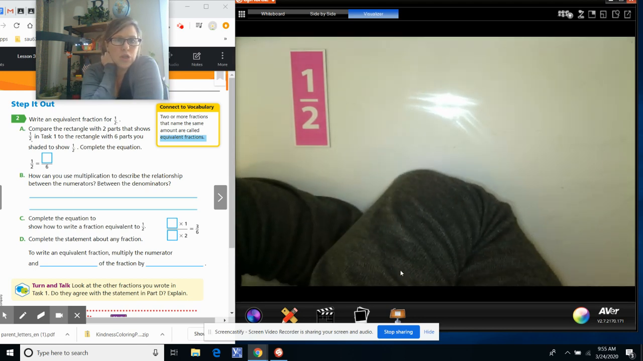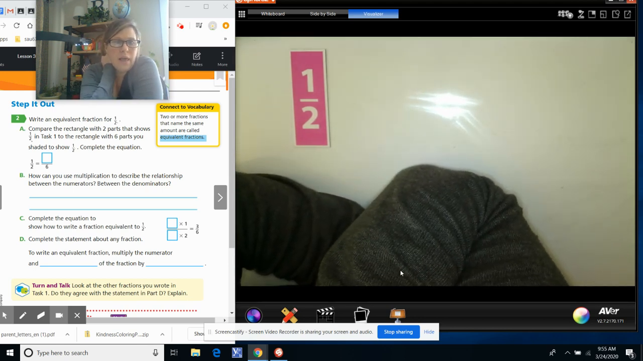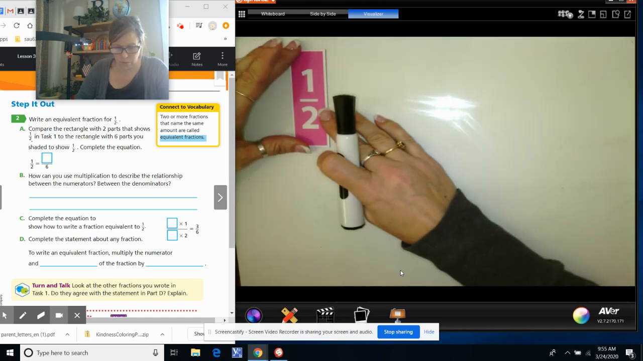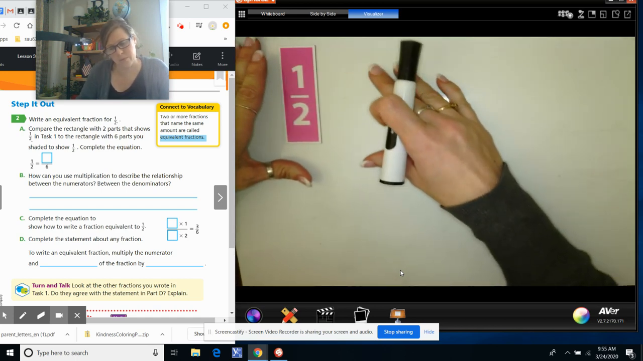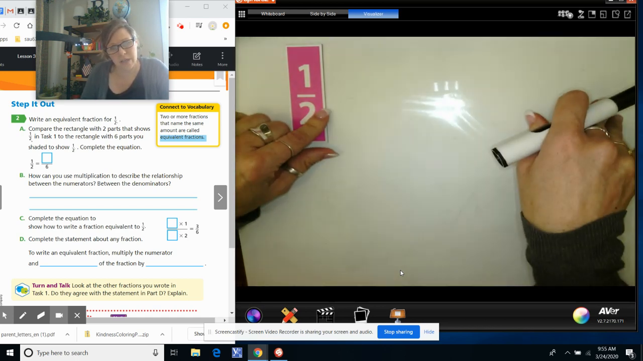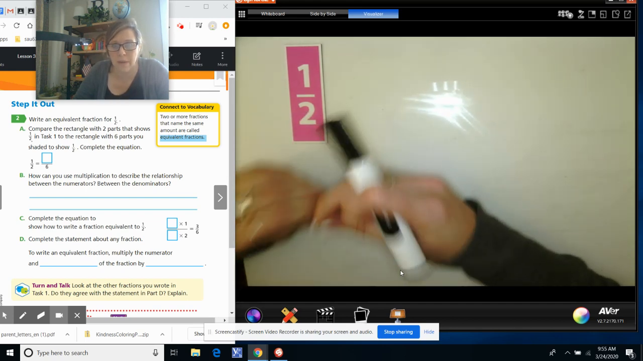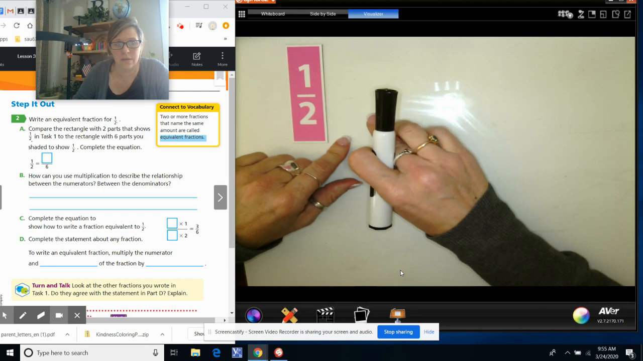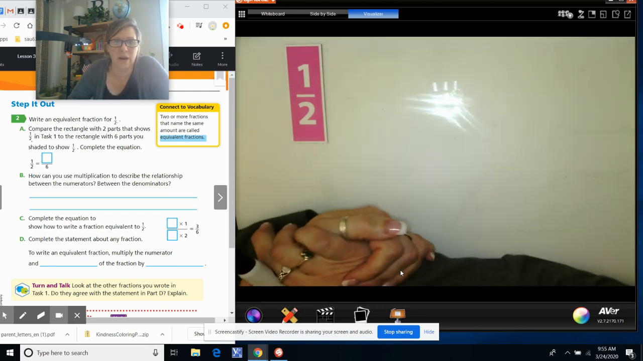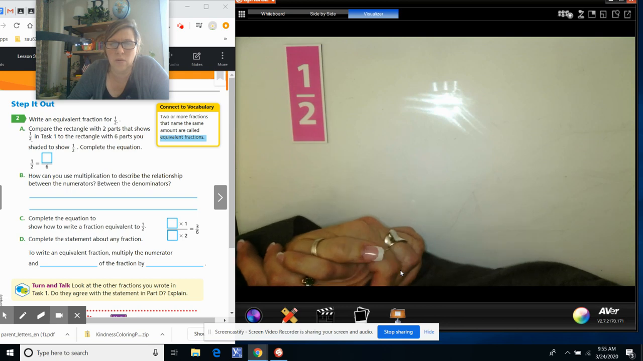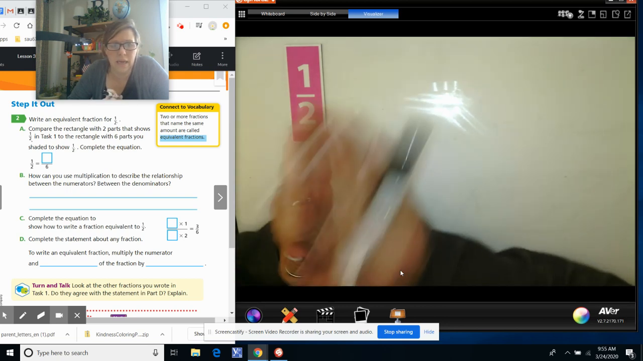It says 2 or more fractions that name the same amount are called equivalent fractions. So all those fractions that we were just working on in the Build for Understanding were equivalent. 2 or more fractions that name the same amount. They're the same amount, and they're called equivalent fractions. Think about that word equivalent, equal. There's that little word equal in there. It means they're the same, they equal.